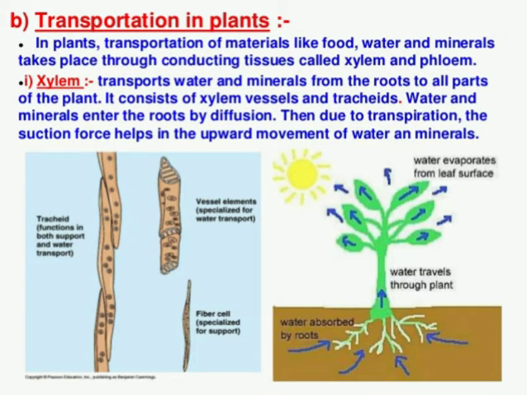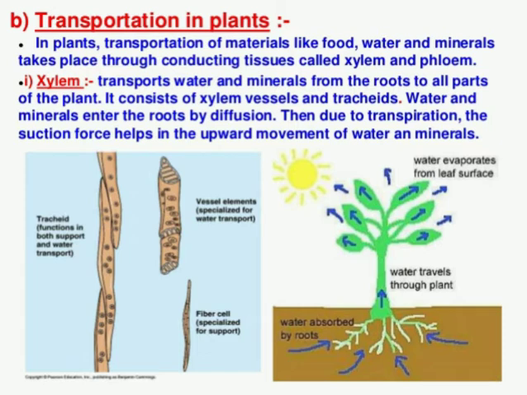Transportation in plants. In plants, transportation of materials like food, water, and minerals takes place through conducting tissues called xylem and phloem. Xylem transports water and minerals from the roots to all parts of the plant. It consists of xylem vessels and tracheids. Water and minerals enter the roots by diffusion. Then, due to transpiration, the suction force helps in the upward movement of water and minerals.